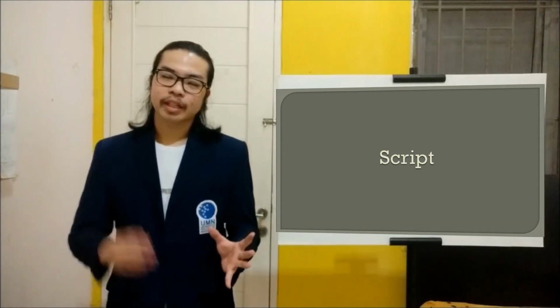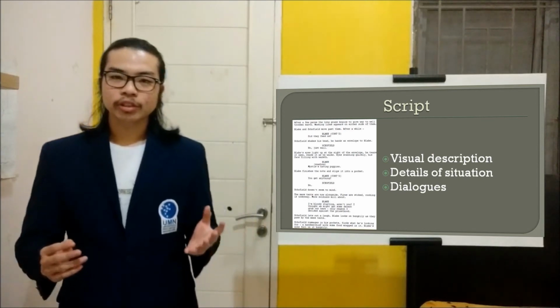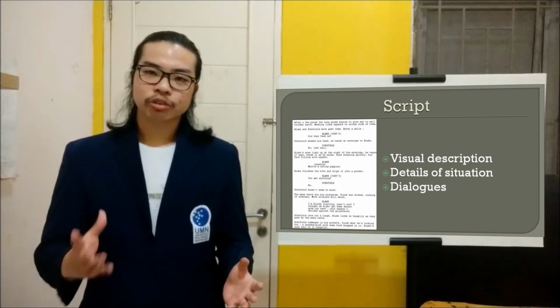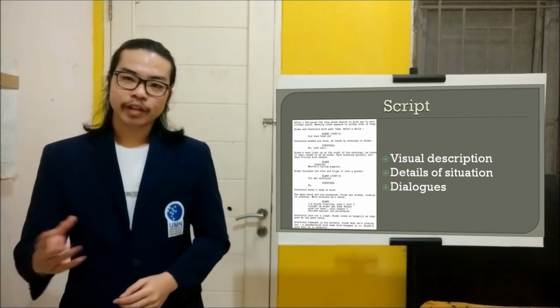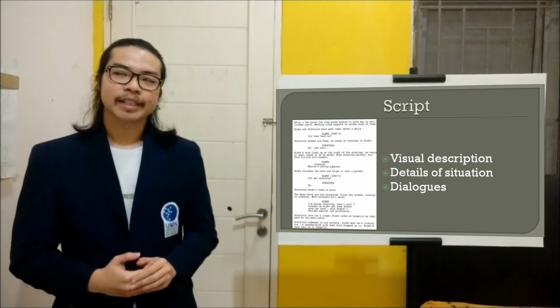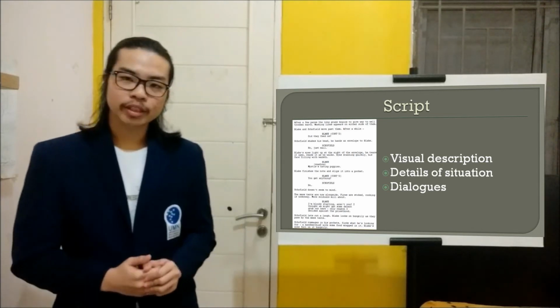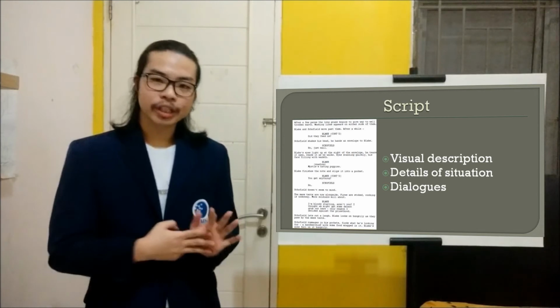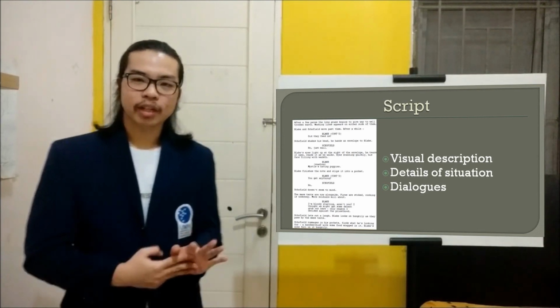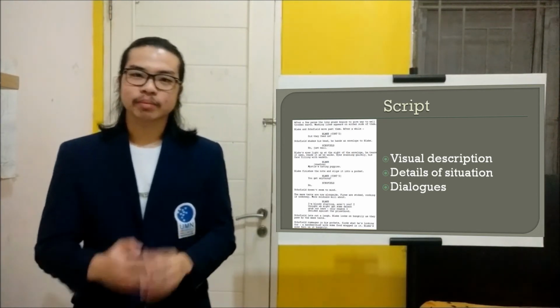What are the differences between a synopsis and a script? A synopsis only describes the story, but a script visually describes the whole story. It is divided into multiple scenes, and it visually describes the actions of the characters, what is going on, the condition of where the characters are, and of course the dialogues.